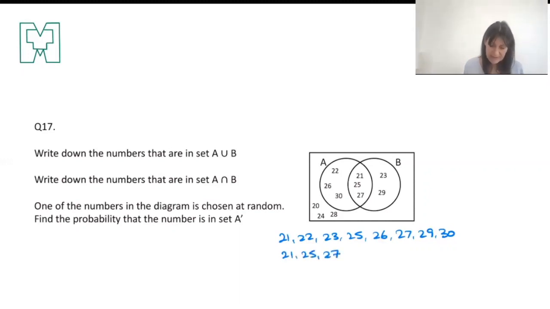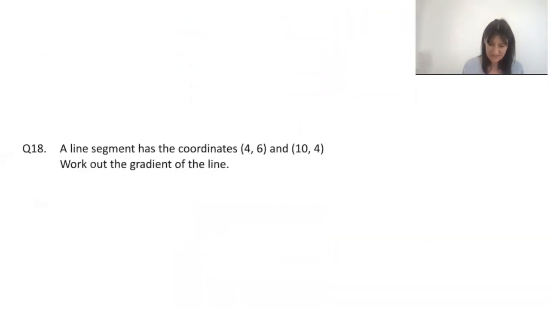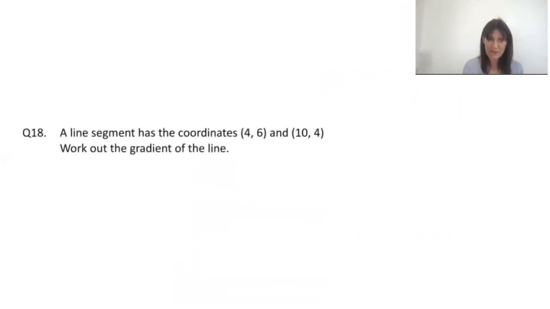And then one of the numbers in the diagram is chosen at random. Find the probability that the number is in set A dash, which means not A. It means everywhere else, but not A. So we've got 1, 2, 3, 4, 5 that are not in A. So it's going to be 5 out of 11. Okay. Next question. Press play when you're ready.